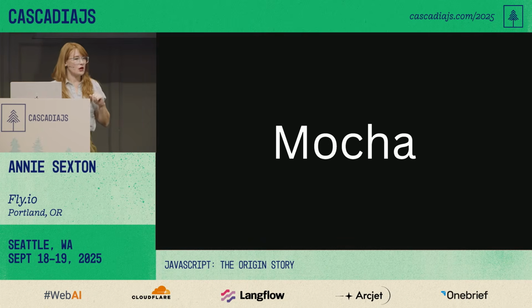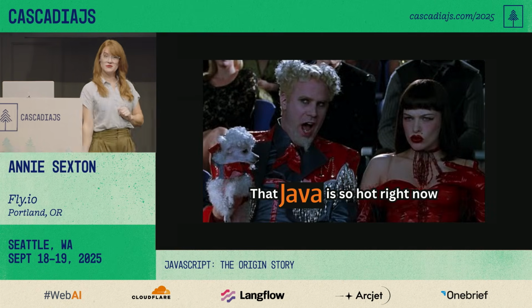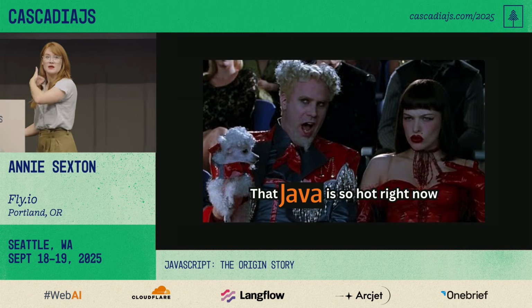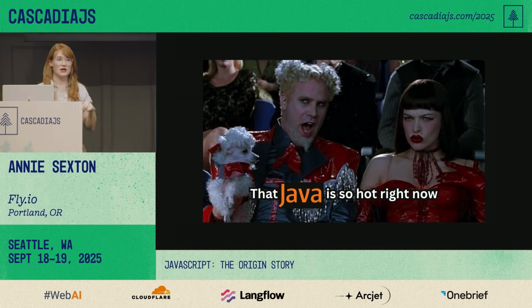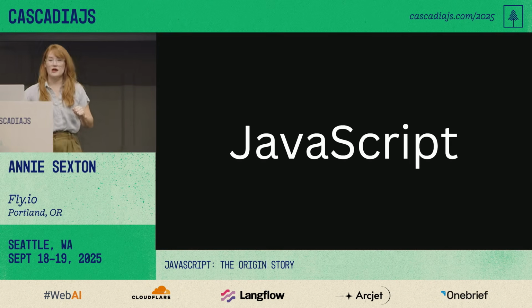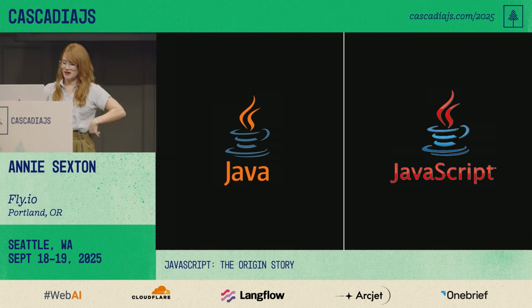He wrote a little thing called Mocha. But nobody liked that name, so they called it LiveScript. But nobody liked that name. But there was another language that was very popular at the time, right? Came out around the exact same time. And my friends, this is how we came to the name JavaScript. It was literally just a marketing ploy, a decision that would never cause any confusion whatsoever, right?